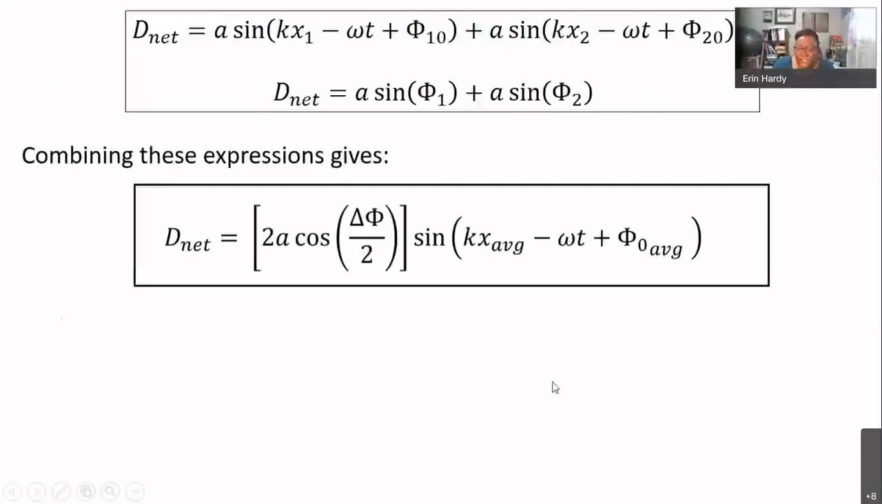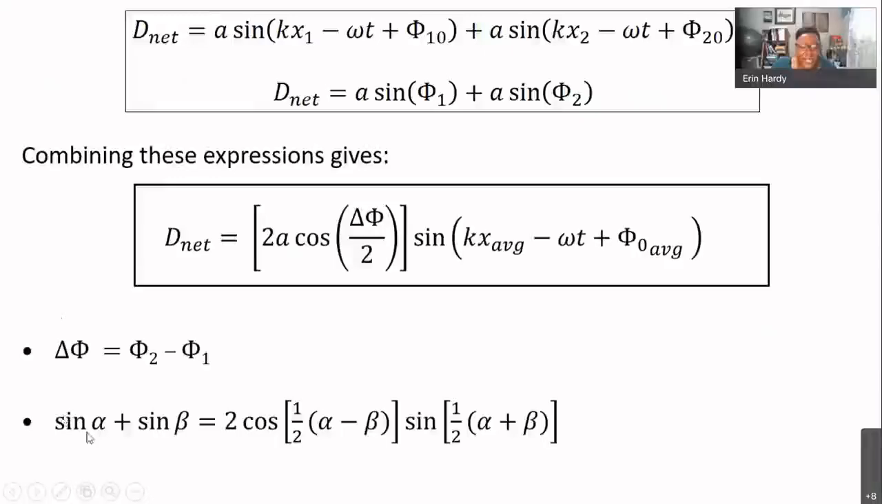So if we combine those two expressions and make use of a trig identity down here at the bottom, we can collect all of the stuff that is common to the two waves and separate it from all the stuff that is specific to each wave. So the 2a cosine and then this delta phi over 2. Since I'm comparing two waves to one another, delta phi is just going to be a value that will apply equally to wave 1 and wave 2. So we can pull that out front.